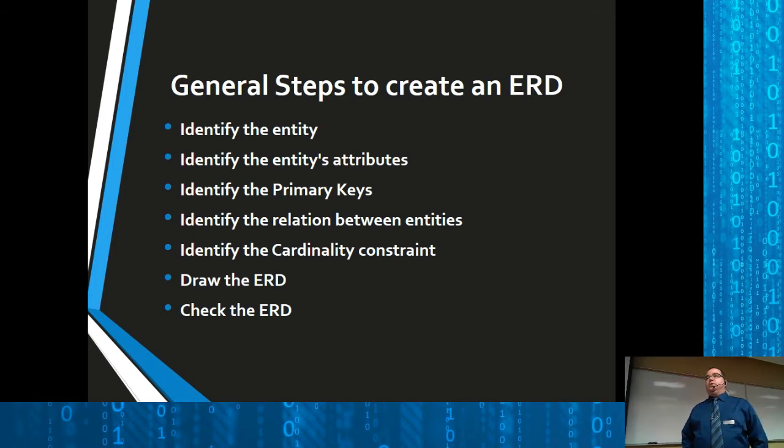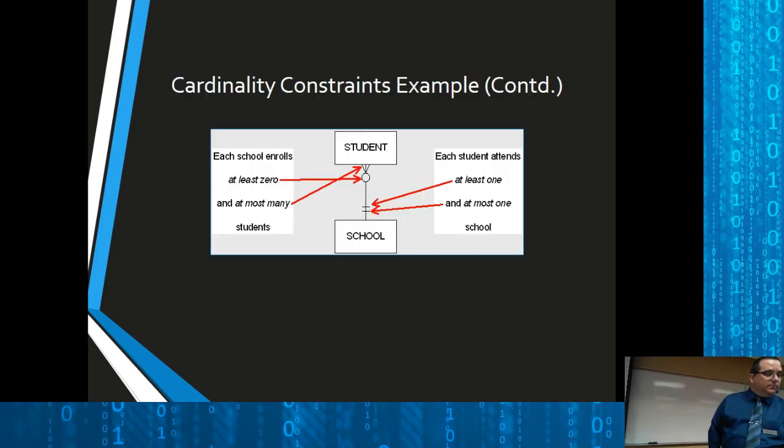Mandatory one, but no more than one. That's what it means: mandatory one. At least one and it's mandatory one. That means that you have to have one. That's mandatory. This means that this is optional. The zero means it's optional and that you can have multiple up here. So you can have zero or more.